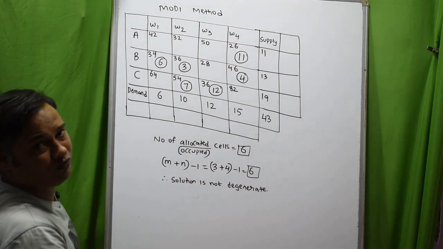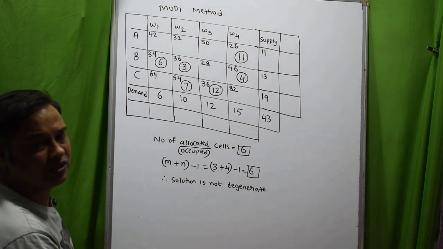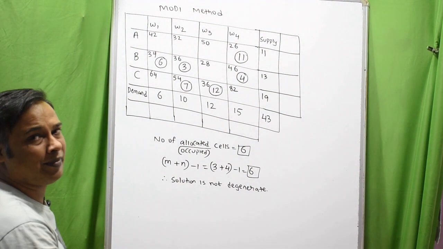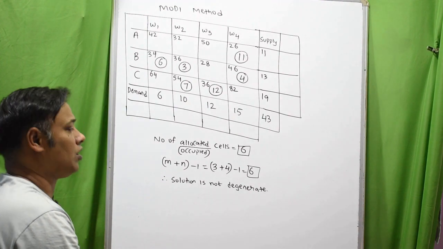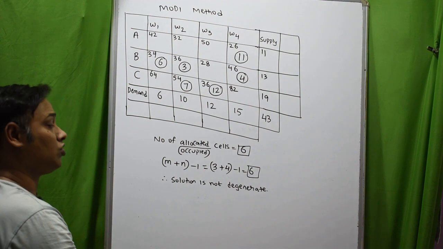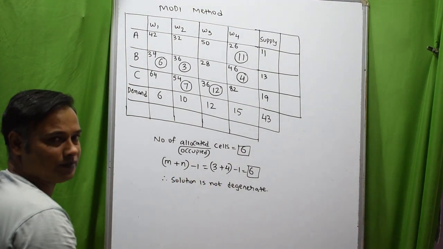Now we need to understand what is degeneracy first of all. Now degeneracy is a situation where I am not able to apply the Modi method directly because the number of occupied cells or the allocated cells are not equal to number of rows plus columns minus 1, that is 6.